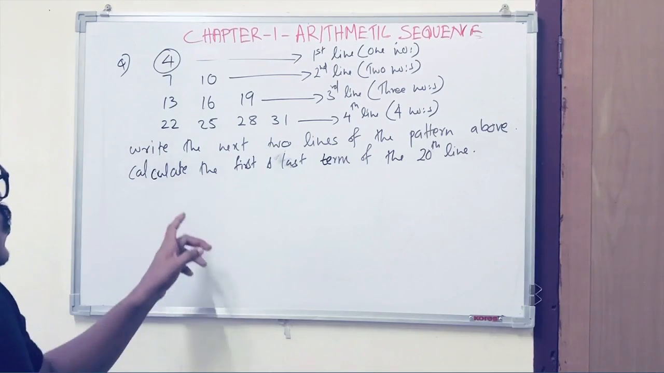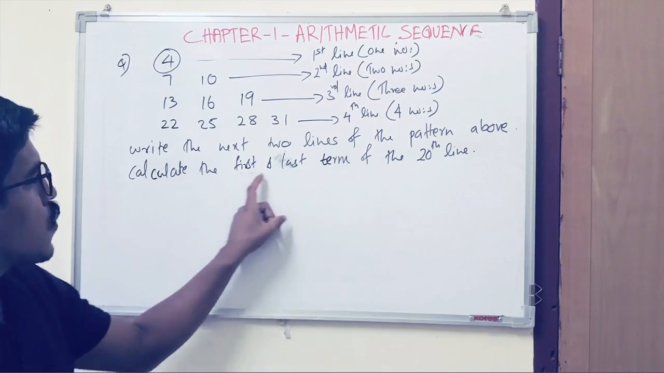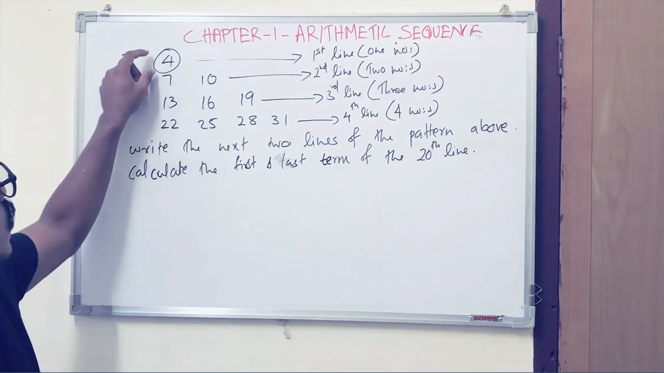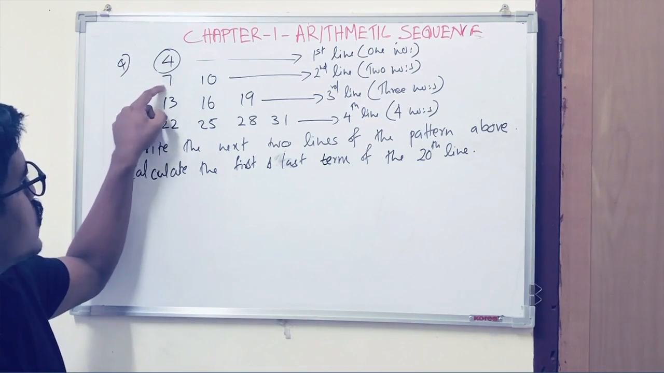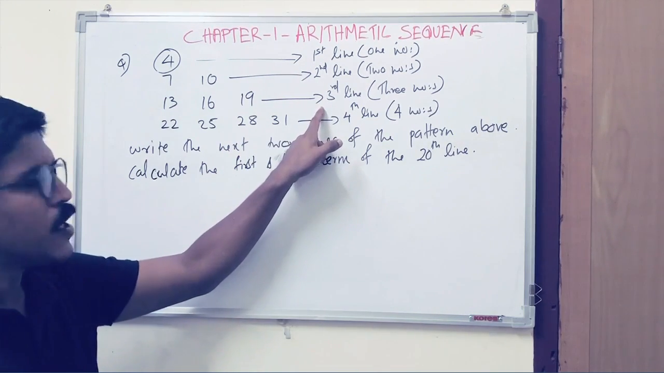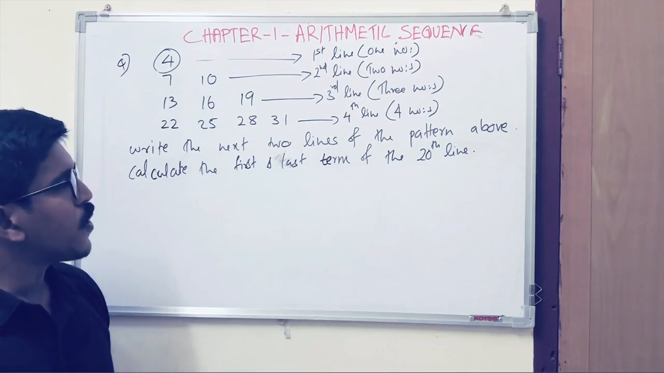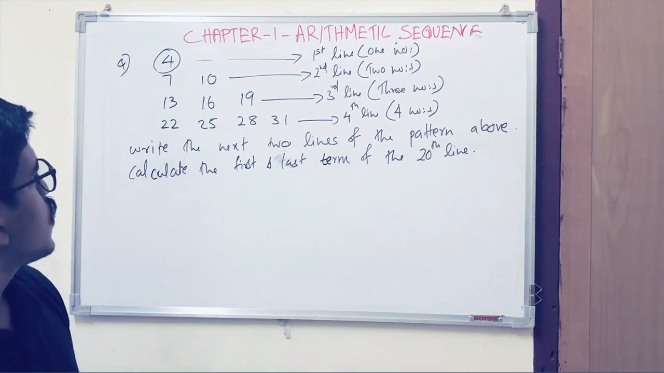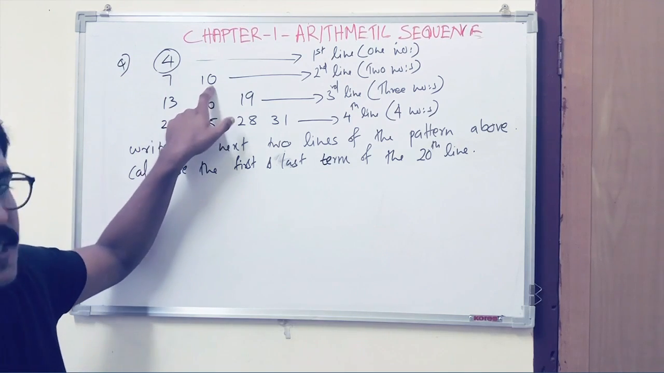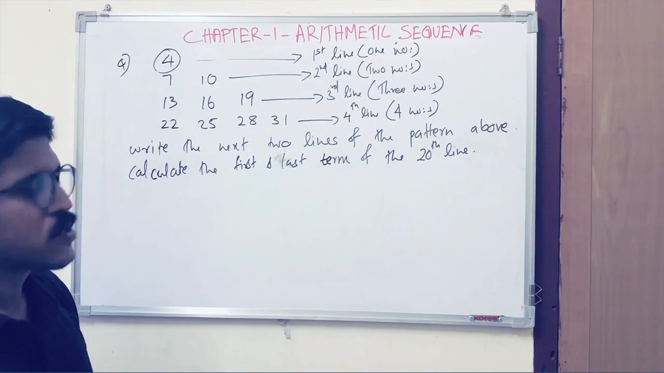Now we can check the last question here. Write the next two lines of the pattern above and calculate the first and last term of the 20th line. Here you can see 4 is in the first line, 7 and 10 is in the second line. That is two numbers. Here it is three numbers written and here it is four numbers. We need to find out the fifth and sixth line. One more thing you can see here, there is a common difference. 4 plus 3 is 7, 7 plus 3 is 10, 10 plus 3 is 13, like that it is going. So the common difference is 3.